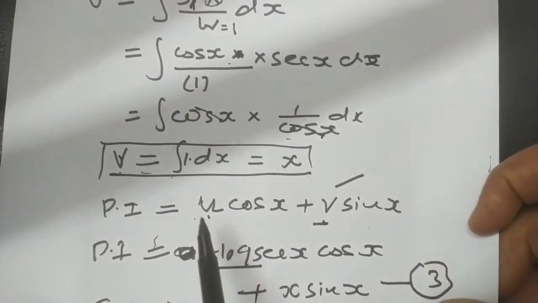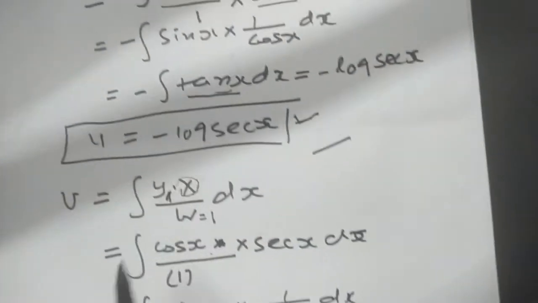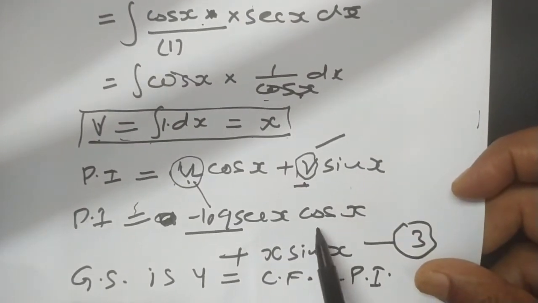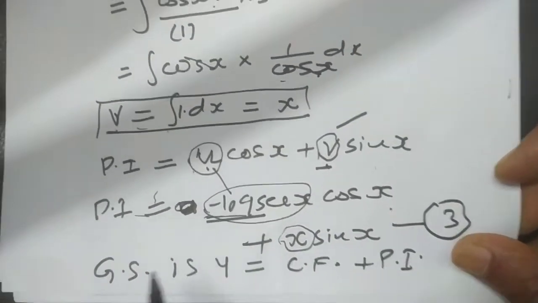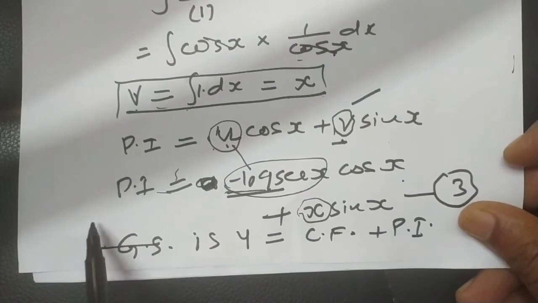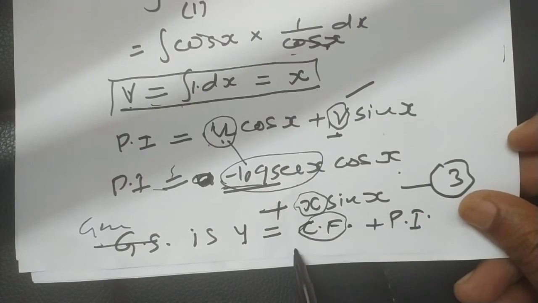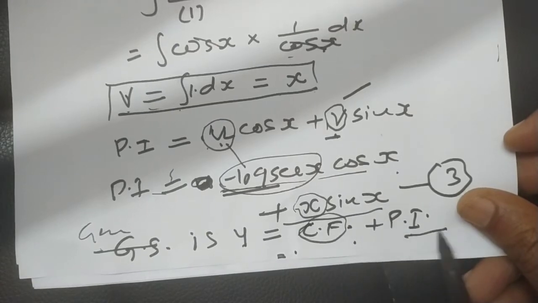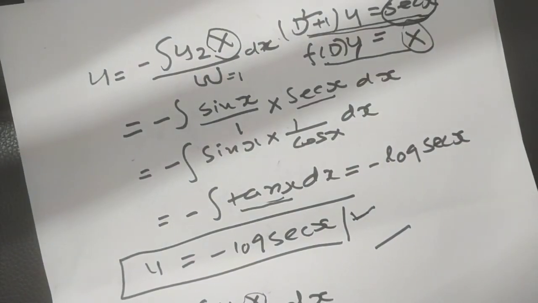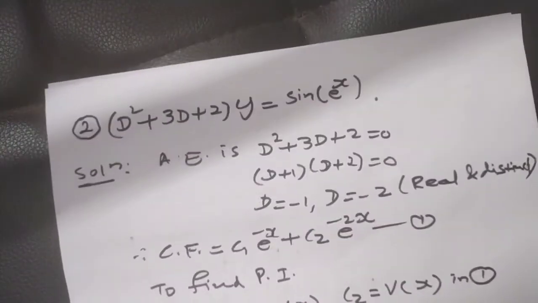Then for the particular integral, we put these values of u and v, which were assumed earlier. So I put the value of u, which is minus log of sec x, and the value of v, which is x, here, and just simplify this. So this is the particular integral, and we write down the general solution. GS means general solution here, and y is equal to the complementary function, that is c1 cos x plus c2 sin x, and the particular integral, this whole expression to be substituted here, and that is the general solution of this differential equation. Now we go for one more example on this by the method of variation of parameters.